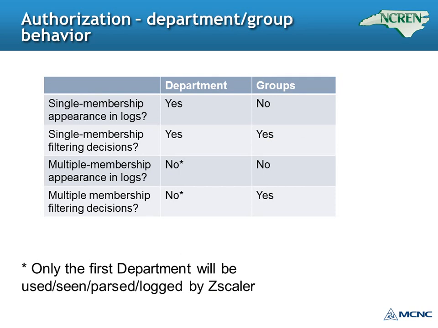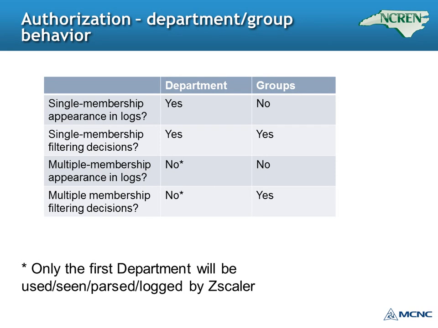So why would you want to use department versus groups? What difference would it make? This table kind of shows the pros and cons. If you have a single membership in a department, so your user is a teacher, they're only in the department teachers, the department teachers will appear in the Zscaler log. You can make filtering decisions if they're in a single department. The groups will never appear in the logs. If you have them in a single group, you can make filtering decisions based on the single group.